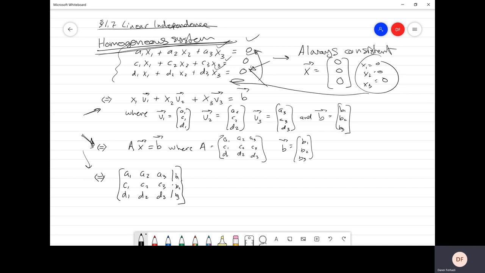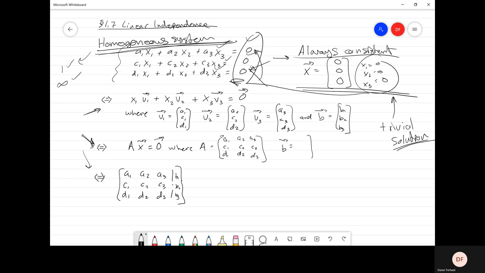So for a homogeneous system, a system where you have all zeros on the right side of the system of equations, they all are consistent because they all have this solution here, at least one solution, and this is called the trivial solution. So a homogeneous system can either have one solution or infinitely many solutions. And how we would represent a homogeneous system with a vector equation is this way, and with the matrix equation is this way, where we have zeros here. And with an augmented matrix with just zeros here.